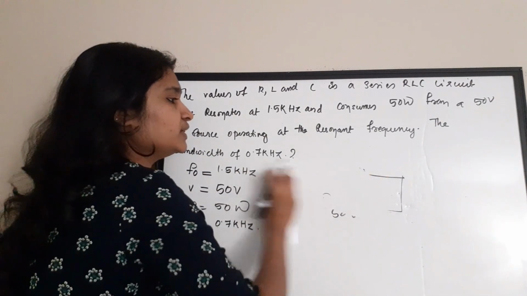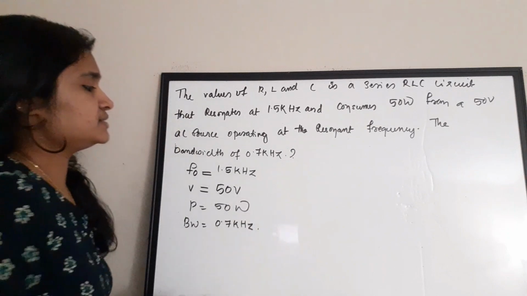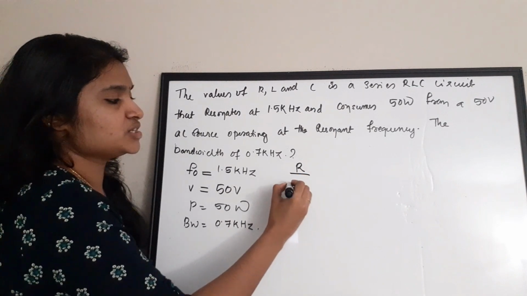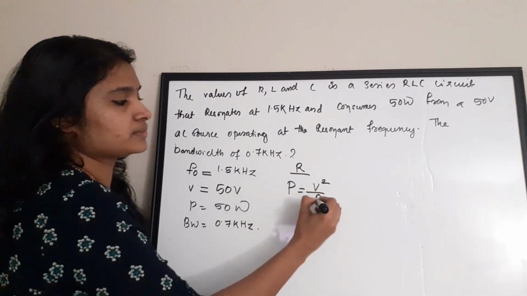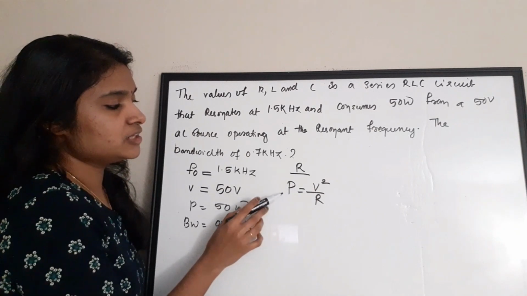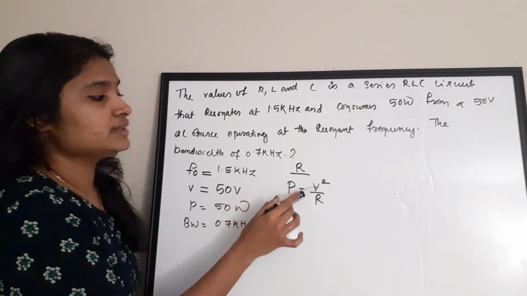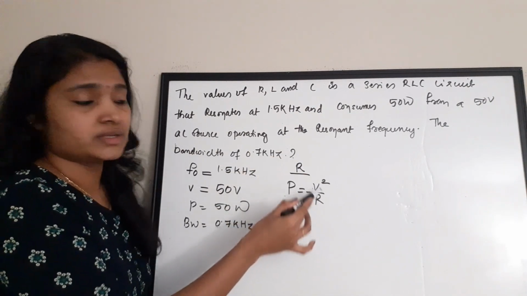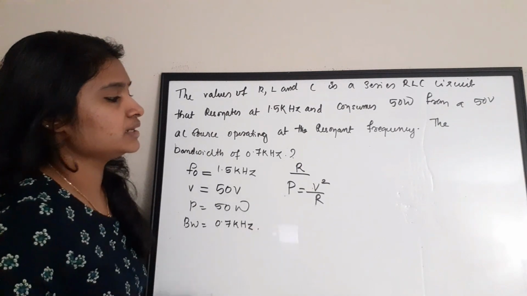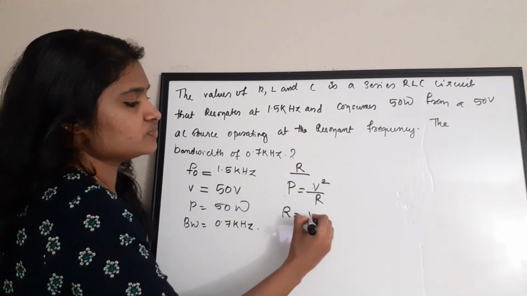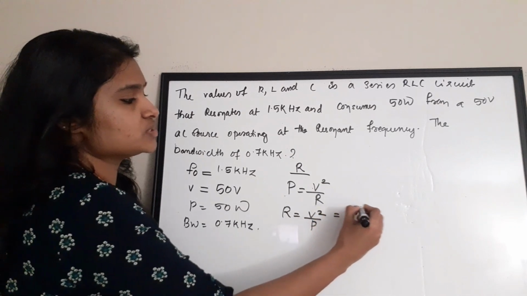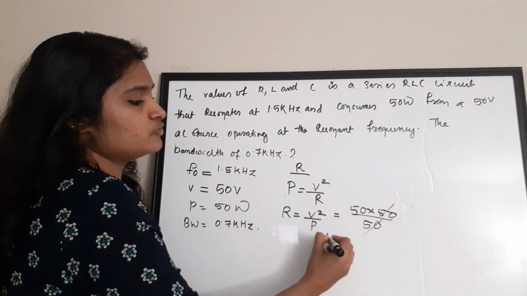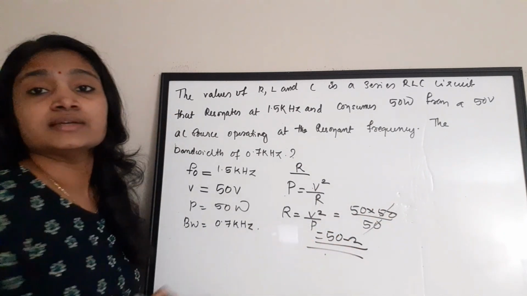Now what all things we need to find? We need to find R, L and C. First, in order to find the value of R, you can use the relation power is equal to V square by R. Here, it is being given that the power consumption is 50 watt and the voltage applied is 50 volt. So, from that you can find R value, right? So, I am going to use the relation R is equal to V square by P. V is 50. So, 50 into 50 by 50 watt. So, the value of R obtained is 50 ohms.